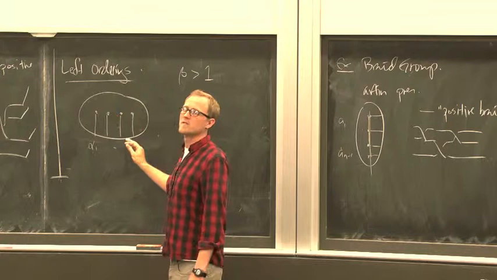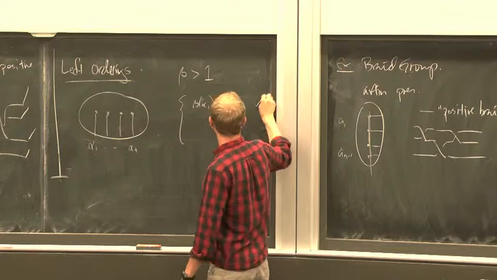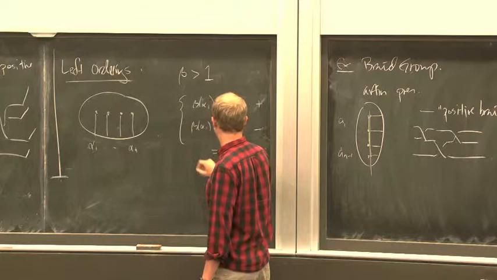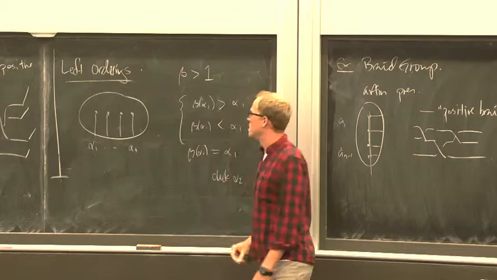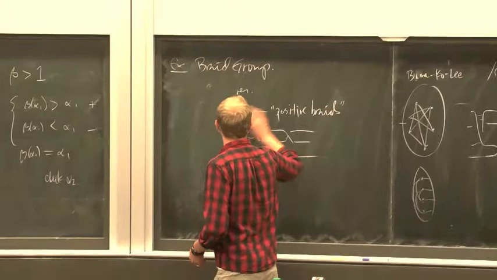So I check: is beta of alpha 1 to the right of alpha 1? Then it's positive. If beta of alpha 1 is to the left of alpha 1, then it's negative. And if it's equal to alpha 1, then I check alpha 2. Since cutting along the arcs gives us a disk, if it fixes all of the alphas it has to actually be the identity. So this gives you a strict total ordering on the braid group, and it's left invariant if you do your multiplication in the appropriate order.